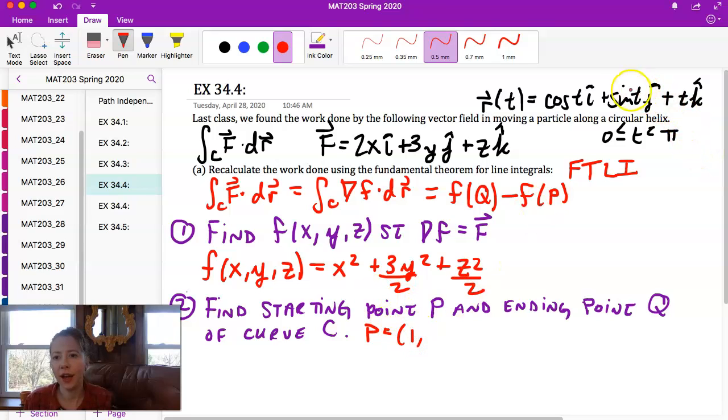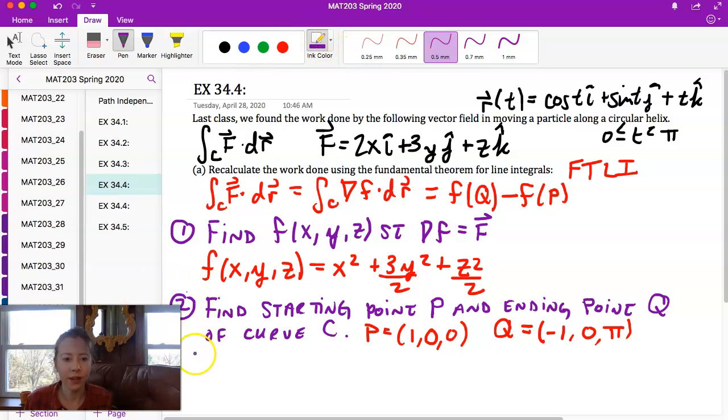If we have sine of 0 for a y component, that gives us 0. And then we also get 0 for our z component. And then our ending point Q is going to be, well, cosine of pi is going to be -1. Sine of pi is 0. And then we plug in pi for t, and we just get pi. So we have our starting point and our ending point.